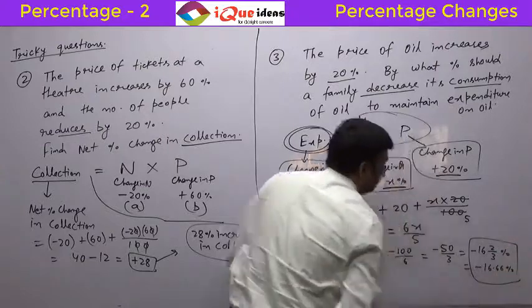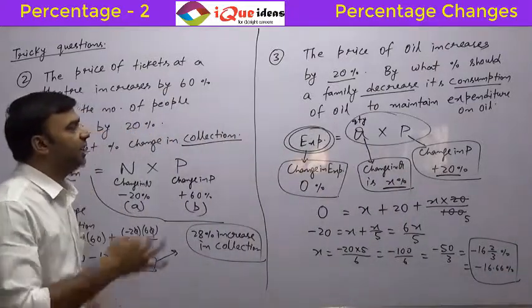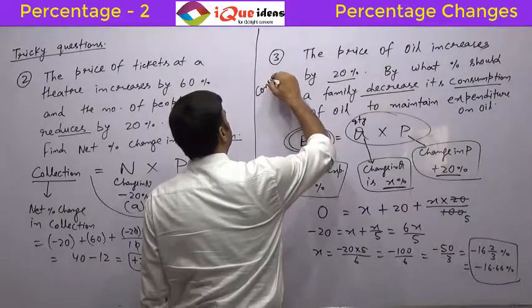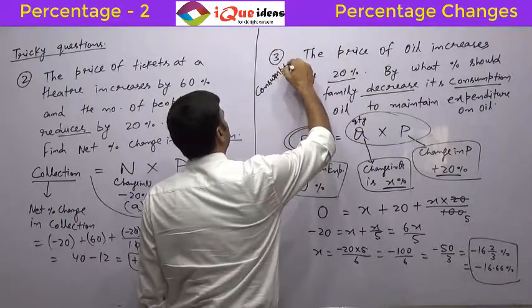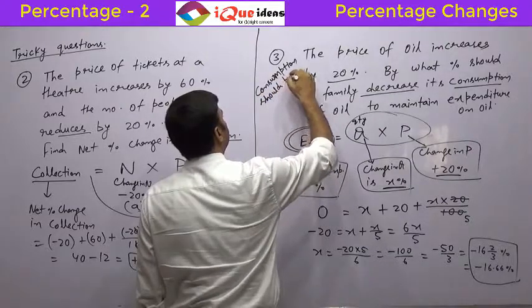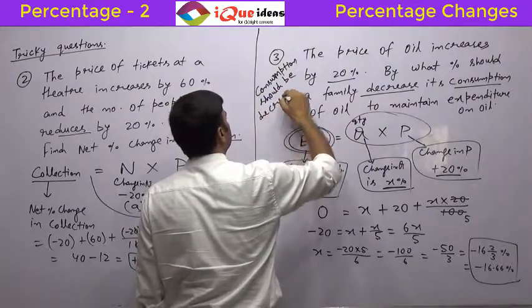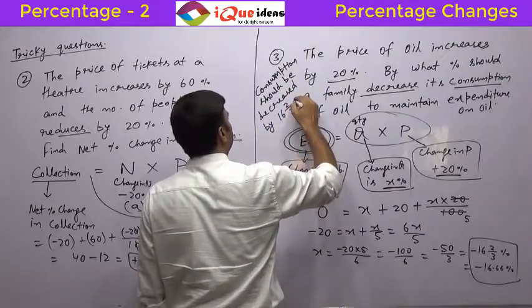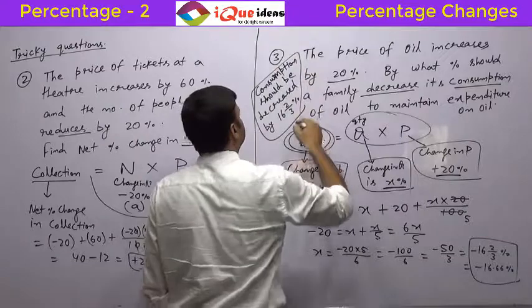So it has automatically come negative. That means that the consumption has to be reduced. So we can say that consumption should be decreased by 16 2 by 3% or 16.66%.